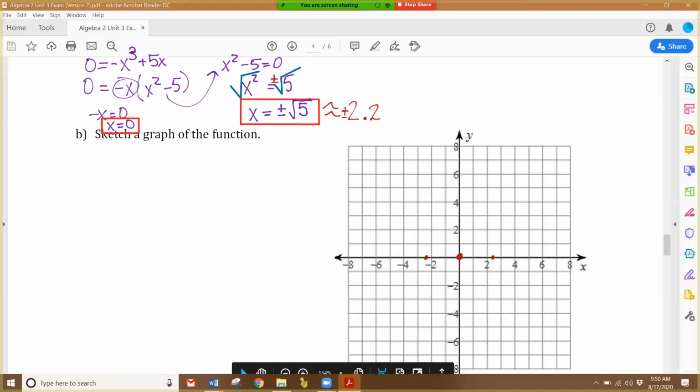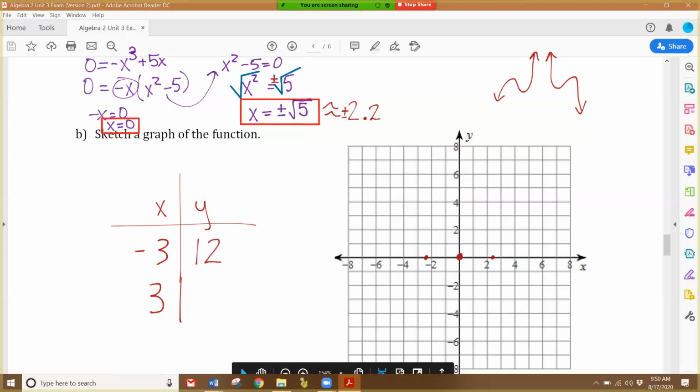There's a bunch of different ways you could go from here. One thing you could do to figure out the flow of my graph, remember we have a cubic function. We talked about parent functions the other day. Your cubic function's either going to look like this or it's going to look like this. We've got to figure out which way it looks. To do that, you can just make an XY table. I would just use -3 and +3, plug them back into the original. If I plug in -3, I get +12. If I plug in +3, I get -12.